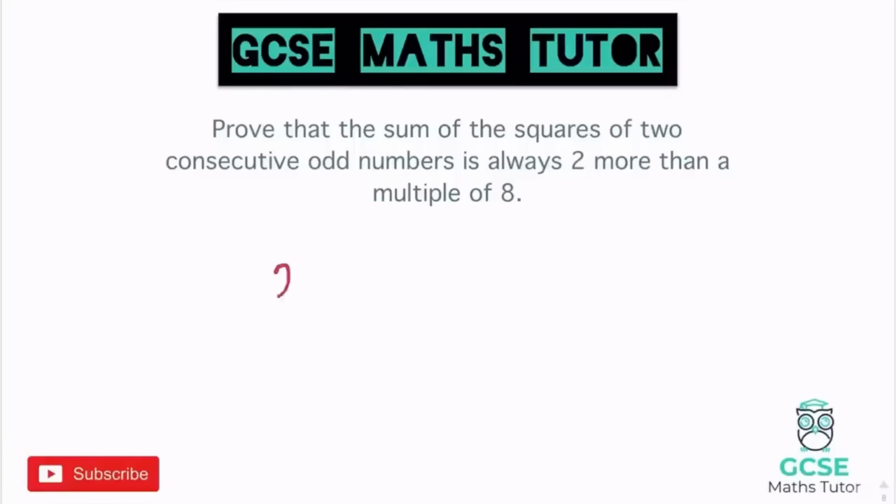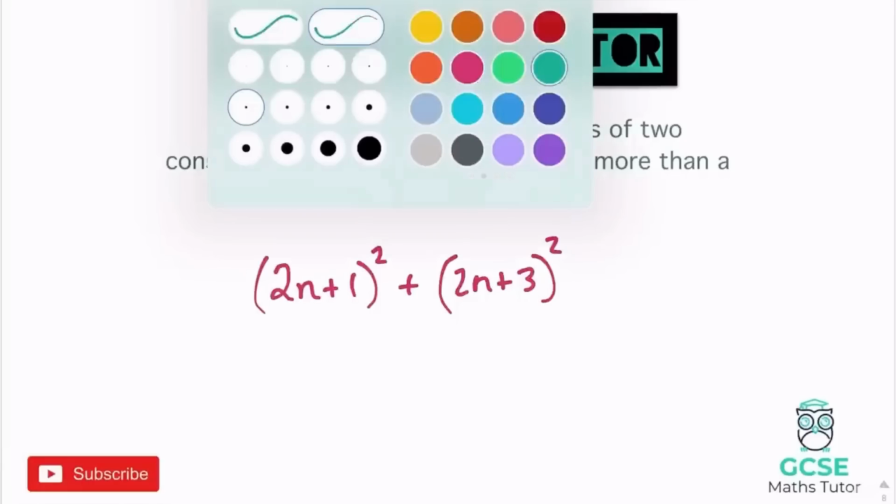So we've got an odd number being 2n plus 1, and we're going to be squaring that and adding it to the next consecutive odd number squared. So that's 2n plus 3 squared. There we go. So that is the sum of the squares of two consecutive odd numbers. If we tidy all this up, and again I'm going to do this one quite quickly, but there you go.